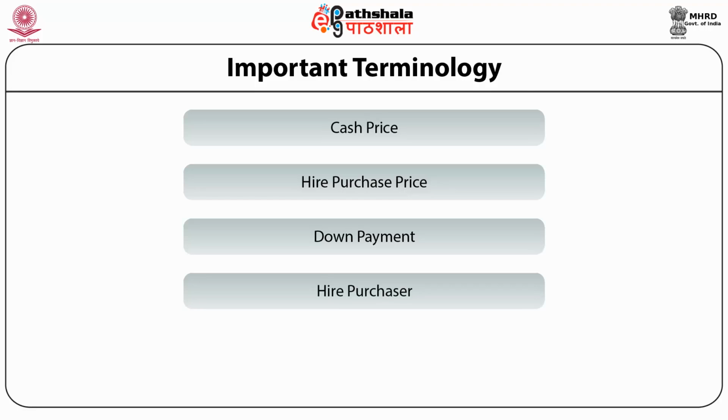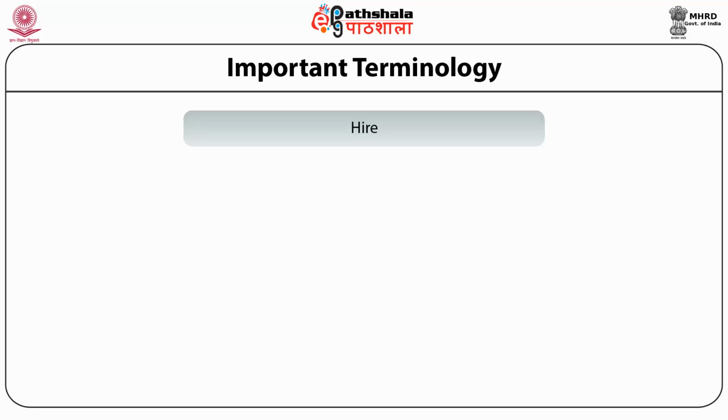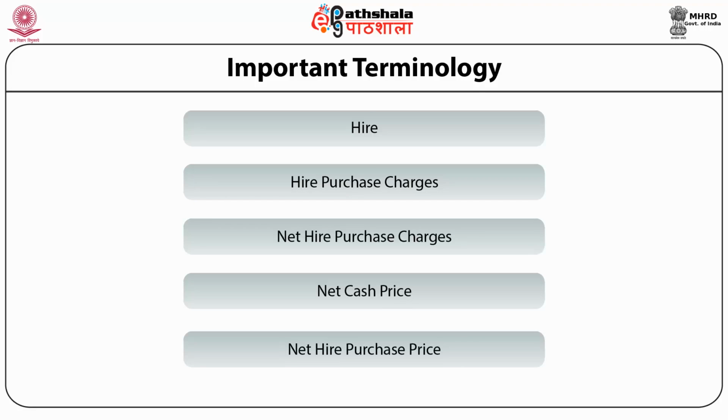Hire purchaser, also known as hirer, is the one who purchases goods under a hire purchase agreement. Hire vendor is the person who sells goods under a hire purchase agreement. Hire: each installment paid by a hire purchaser is treated as hire. It includes part of the cash price, called the principal amount, and the interest factor, called the interest rate. Hire purchase charges: the difference between hire purchase price and cash price. Net hire purchase charges: it is the difference between net hire purchase price and cash price.